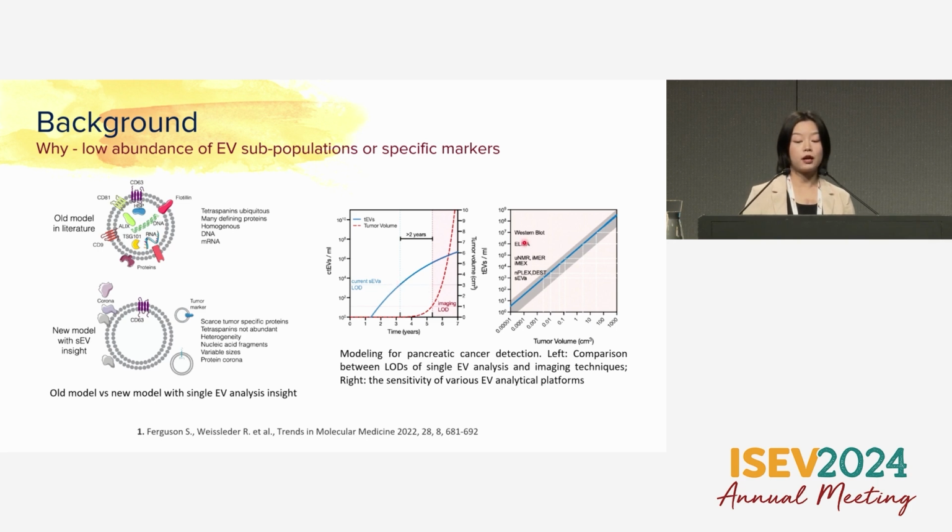And here they also compare the limit of detection of single EV technology with the other more traditional method, which show that single EV analysis can detect low concentration of tumor-derived EVs in circulation, which is reflected to a small tumor volume in the early stage of cancer.